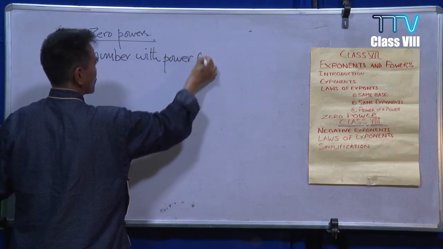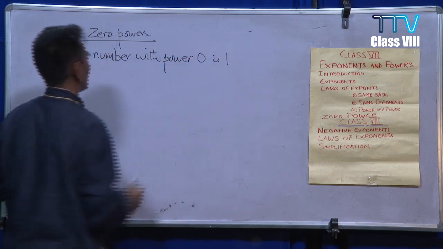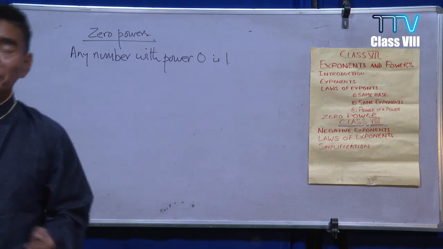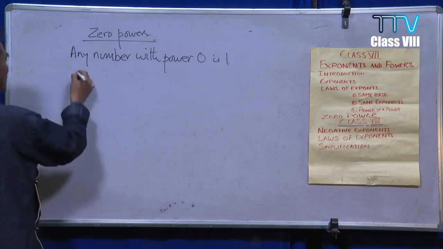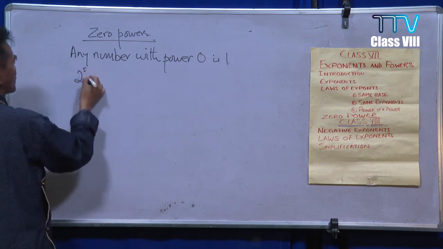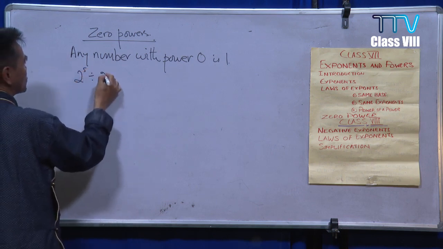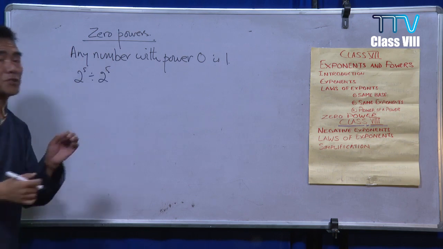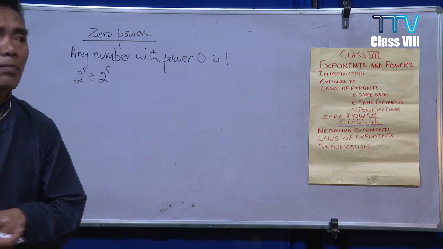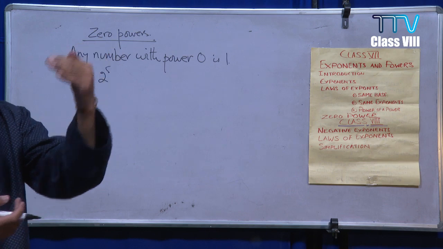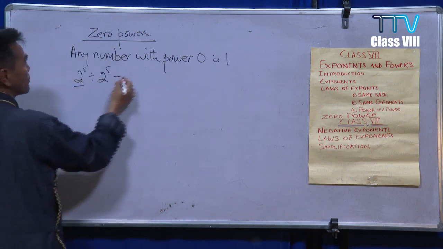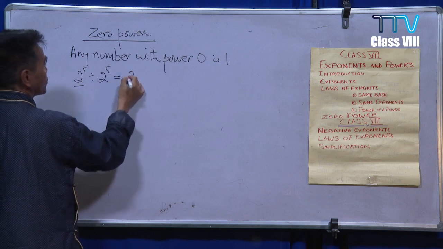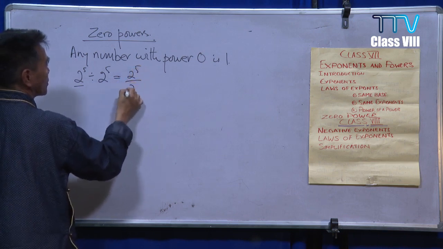Any number with power 0 is equal to 1. Let's take an example: 2 raised to the power 5 divided by 2 raised to the power 5. The base is the same and the power is the same, and we divide. We use the law of exponent here, division, the fraction.